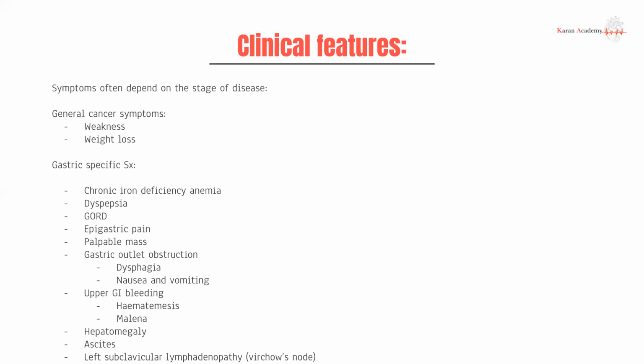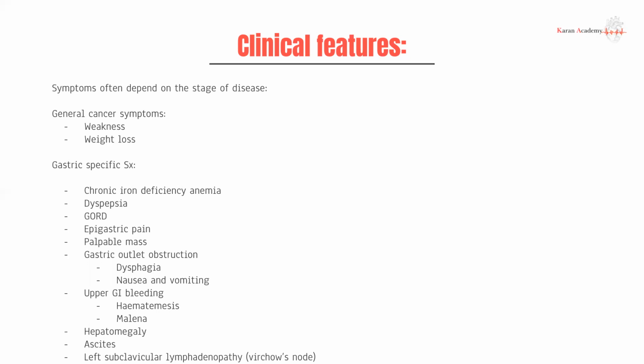You can have GORD because of the same reason, epigastric pain because of compressive symptoms, a palpable mass if it's really big. Again, if it's big and it's invading on the gastric outlet, you can have dysphagia and nausea, vomiting, because you kind of have a pseudo obstruction, or actual obstruction, but it's not your small bowel obstruction that we typically see. You can have upper GI bleeding because these lesions are quite friable and predisposed to bleeding, which could present as hematemesis or melena.